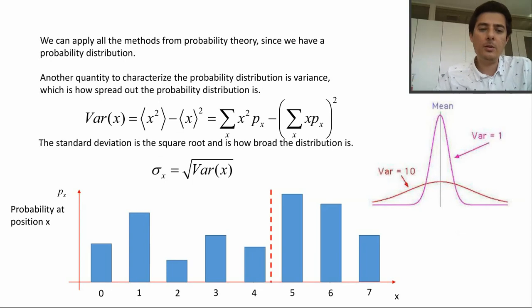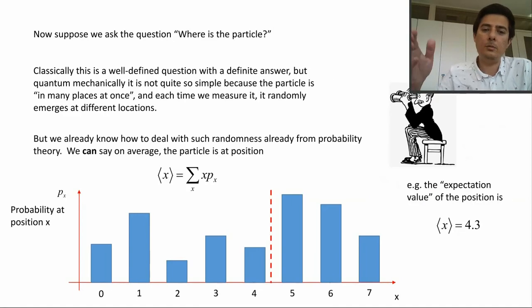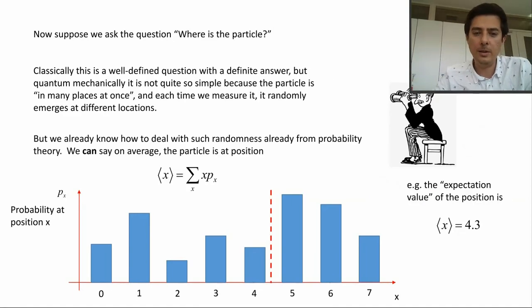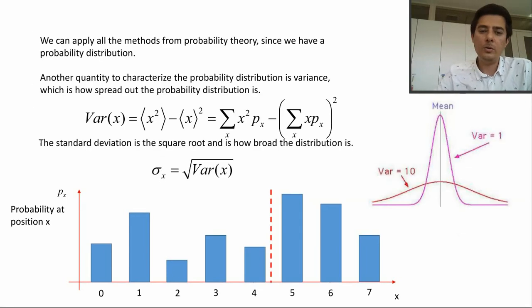So even though we can't say where the particle is with a definite answer, we can say that on average it's here. Furthermore, we can give more details about what this distribution looks like. Another quantity to characterize the probability distribution is things like variances or standard deviations, and this basically tells you the spread of the probability distribution.